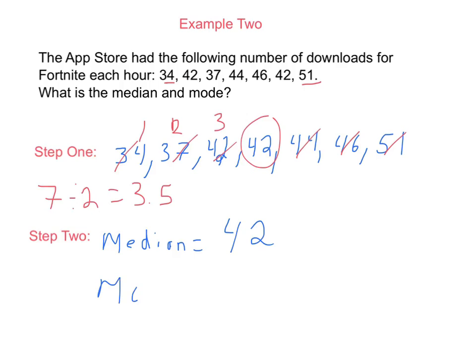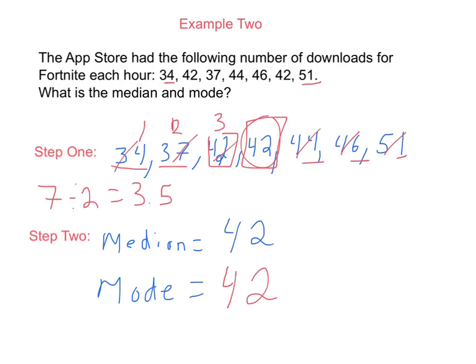And our mode, we know we're looking for the most frequently occurring number. Well, when we look here, there's only 134, so it can't be that. There's only 137, can't be that. Oh, all of a sudden here, we've got 142 and another 142, and then nothing else. So because 142 is used twice, our mode also happens to be 142.